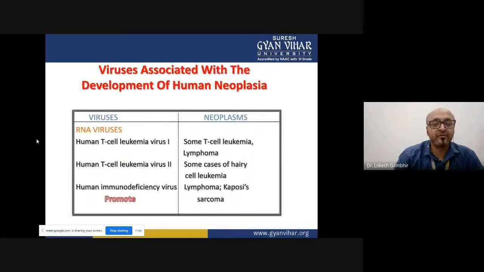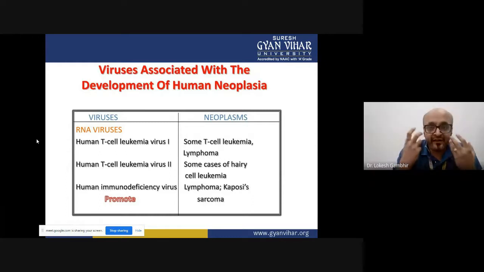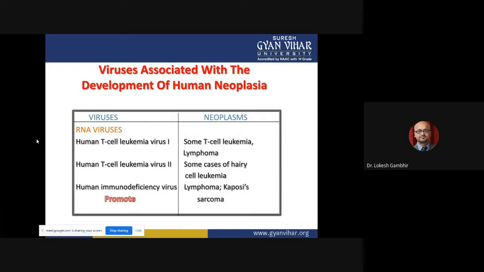Then when we are talking about the RNA viruses, we have to remember that we are talking about three specific viruses, that is HTLV1, HTLV2 and HIV. See, HTLV, the name itself is saying human T cell leukemia virus. So it induces T cell leukemia or lymphoma. Then the second variant is inducing hairy cell leukemia. And the HIV, see, the terminal cases of HIV are diagnosed with lymphoma itself and sometimes with Kaposi sarcoma.